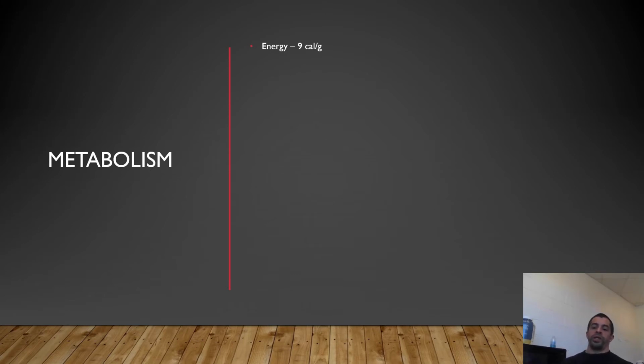So, as far as metabolism goes, you have to know that 1 gram of fat equates to approximately 9 calories of energy. So this is essentially much more energy dense than a carbohydrate or protein. You guys should know that 1 gram of carb and protein equates to approximately 4 calories of energy.